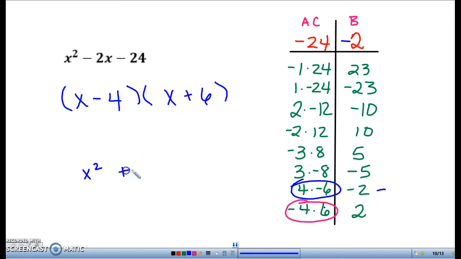Outside two terms gives me a plus 6x. Inside two terms gives me a minus 4x. And multiplying my last two terms, I get negative 24. So now when I do insides outsides, I get a positive 2x. But hey, wasn't it supposed to be a negative 2x?